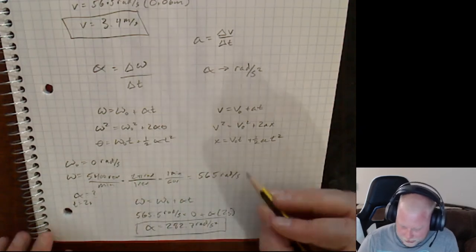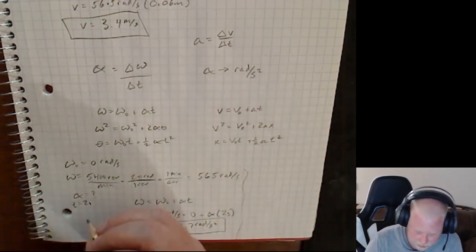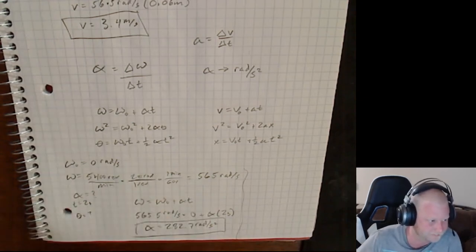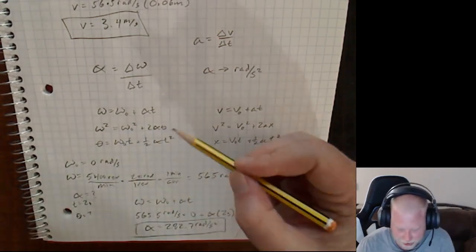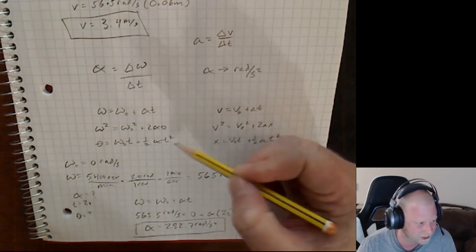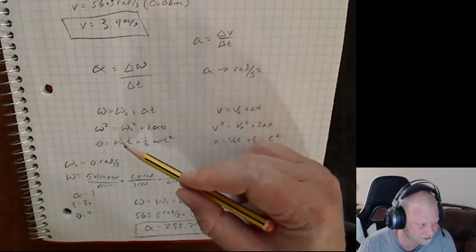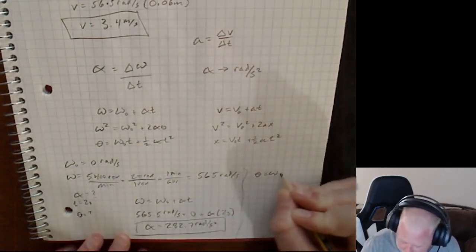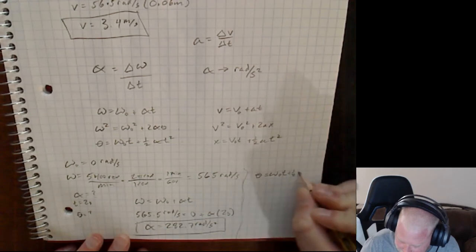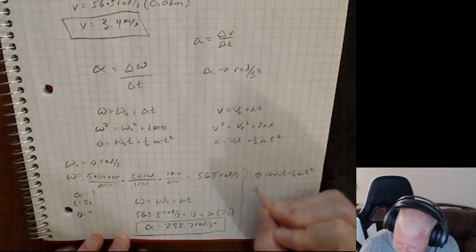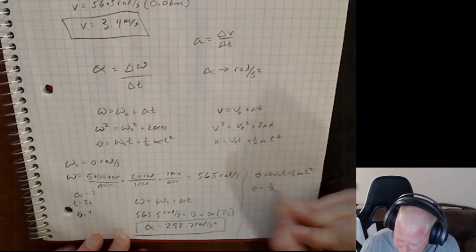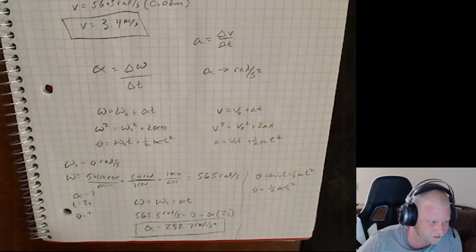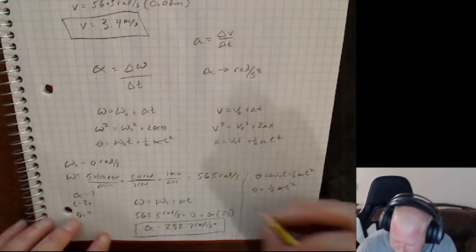Now, we also want to know what its angular displacement is. We could use either one of these two equations. I'm going to use this one just because omega naught is 0, so that whole term goes away. So theta is equal to omega naught t plus 1/2 alpha t squared. If omega naught is 0, then your angular displacement equals 1/2 of your angular acceleration times time squared.